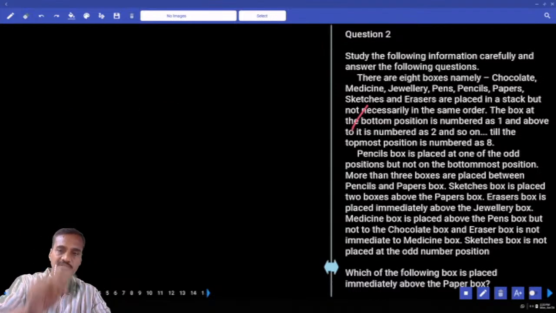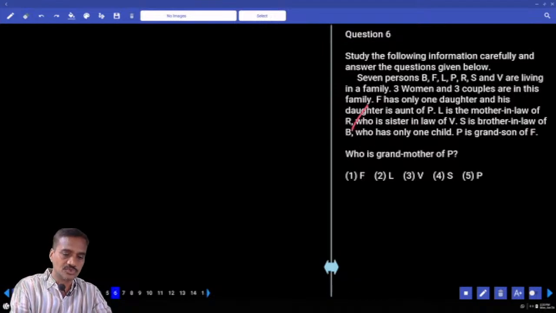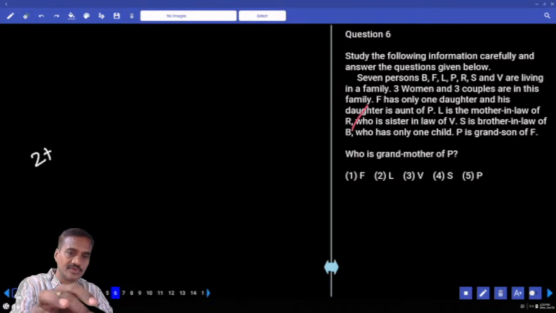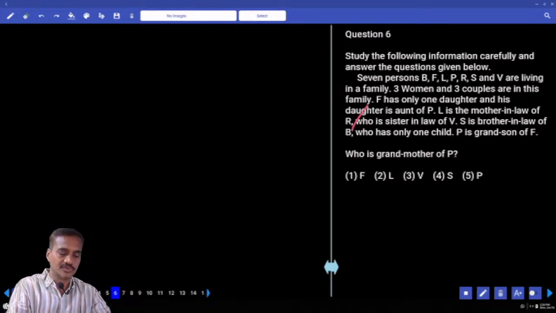And please do not take a risk of starting with questions 2 to 5. The next one, now 2 to 5, already left these questions. And what are those 2 to 5? Now 2 to 5, 8 boxes. And write down like this. Then go into the next one.